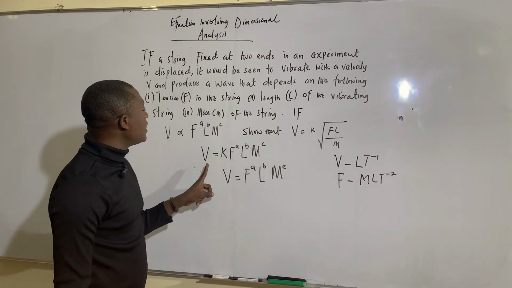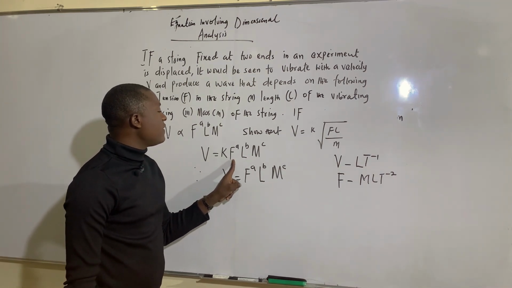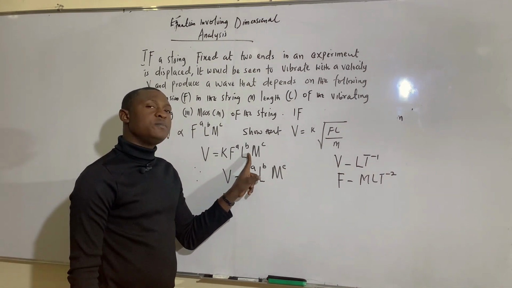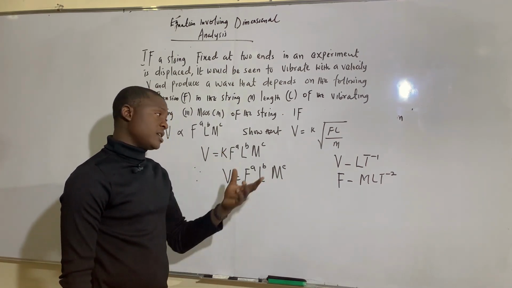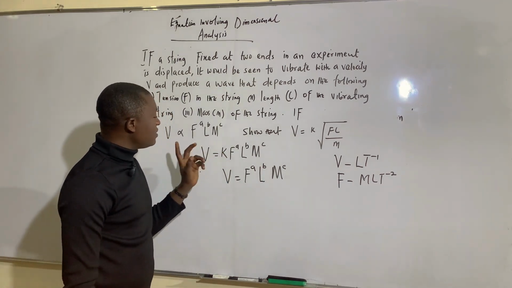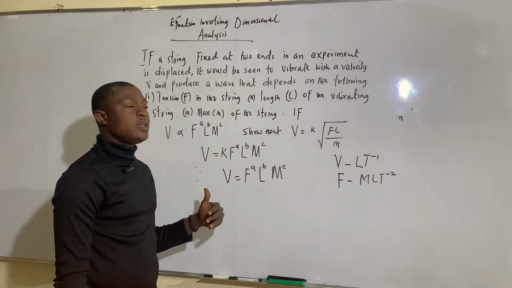So when you change that one, then we have V is equal to K, F raised to the power of A, L raised to the power of B, and M raised to the power of C. Meaning the K that we put here is just a constant, as I have already shown in the previous example. So if I remove that one, just for me to find the value of A, B, C.